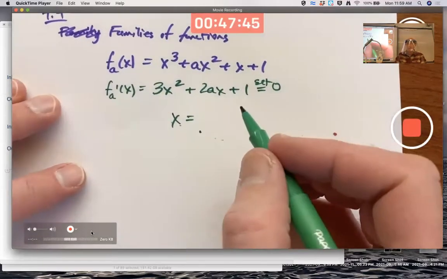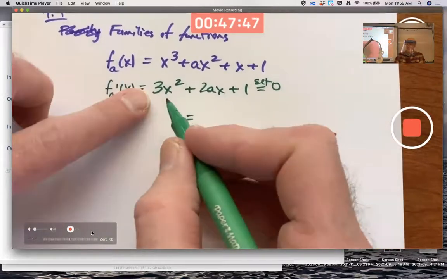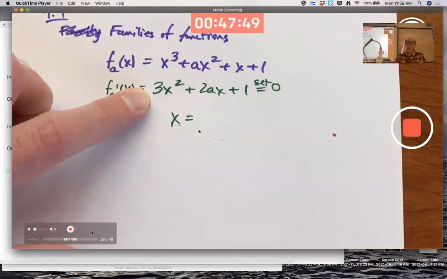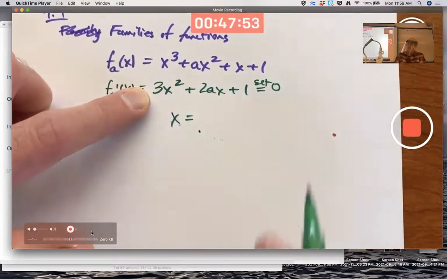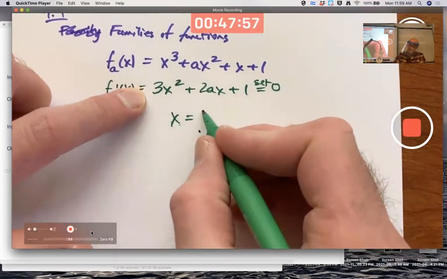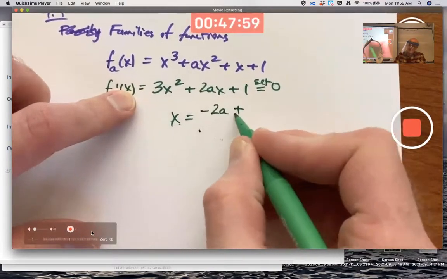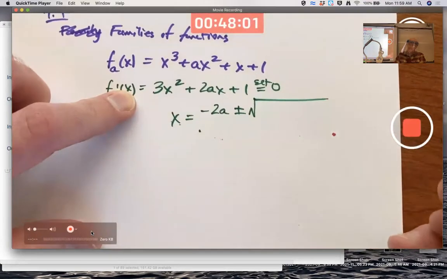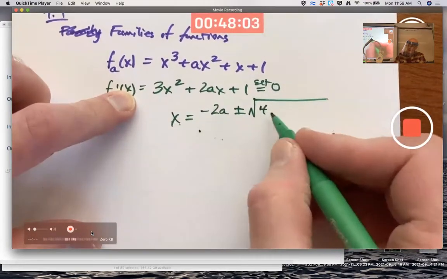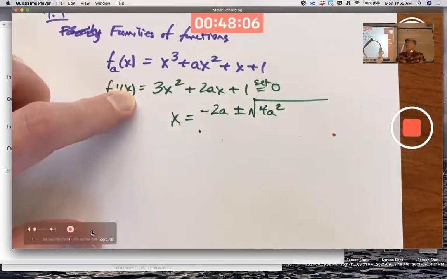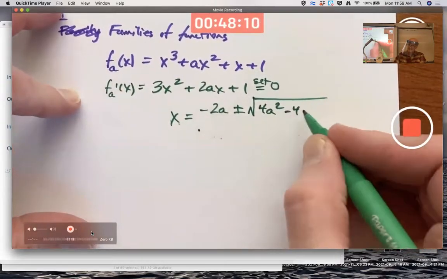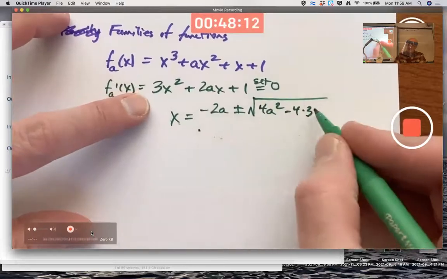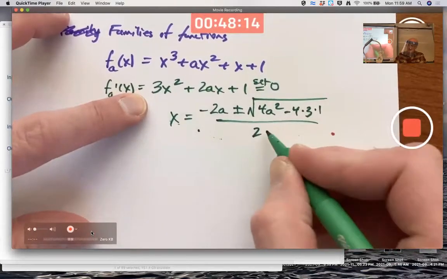I use the quadratic formula here. The 3 is my quote unquote A in the quadratic formula, different than that A. The 2A is my B and the 1 is my C in the quadratic formula. Negative B really becomes negative 2A plus or minus B squared is going to become a 4A squared because 2A is playing the role of B in the quadratic formula. Minus 4 times A, the A is 3, times C is 1. All over 2 times A is 2 times 3.